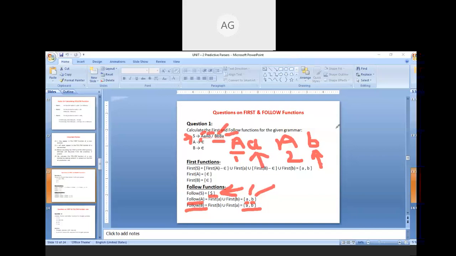All of you understand it? Just write in the chat box. Just concentrate on the right hand side of all the productions.